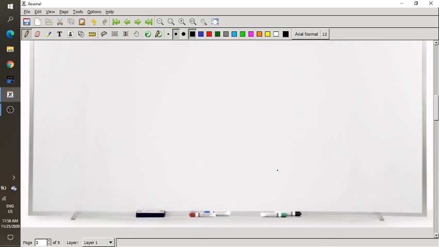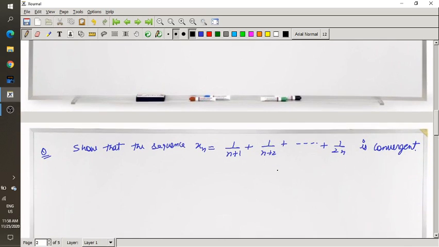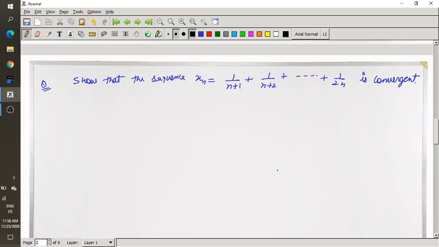So let us move to the next question. Very important. Show that this is another type. Now here we don't want to examine whether the sequence is monotonically increasing or monotonically decreasing. We just want to prove that the sequence is convergent. So the question is, show that the sequence xn is convergent. Now we will use the concept of monotonically increasing and decreasing sequences. Only in that way we will prove that the sequence is convergent.